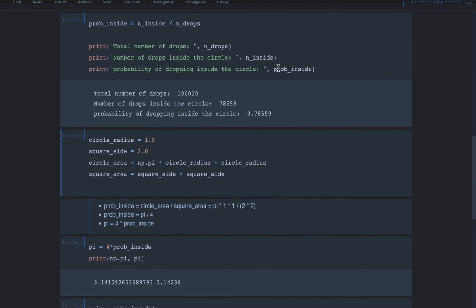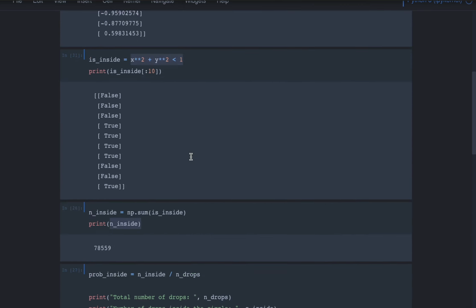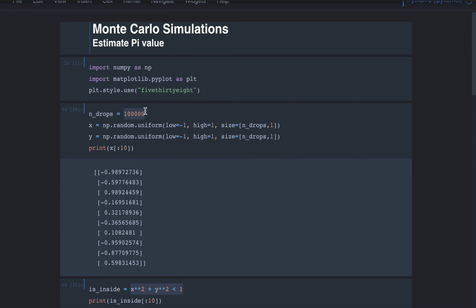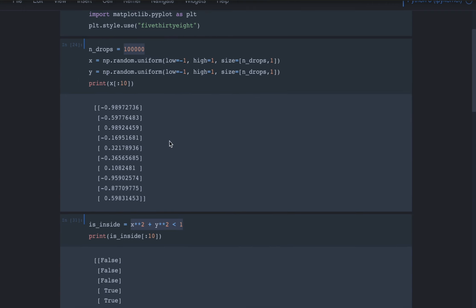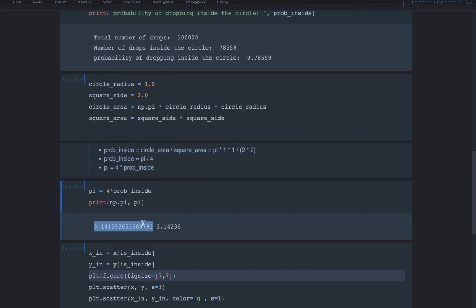We have already computed the probability of inside, which is about 0.78. So if you multiply 4 with 0.78, we get our estimated value 3.14, whereas the actual value is 3.14515. So these two are very close. Now, in this case we have done 100,000 points, but as we increase the number of points, this value gets even closer to the true value.